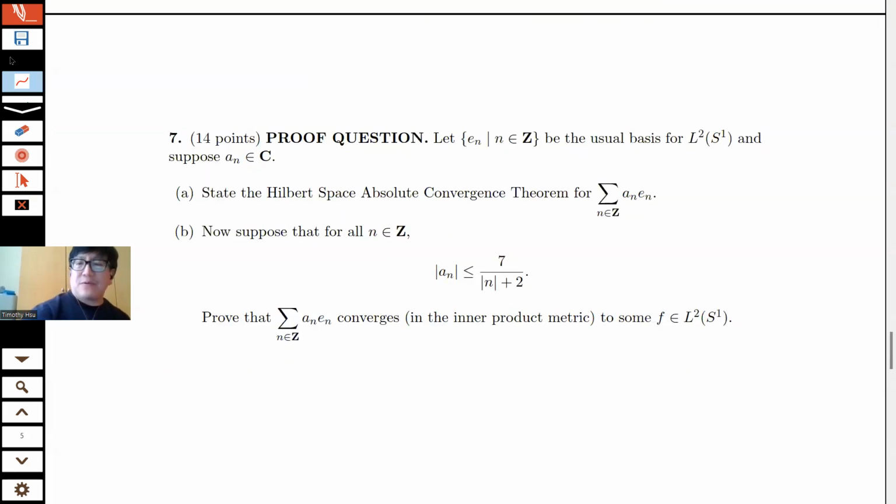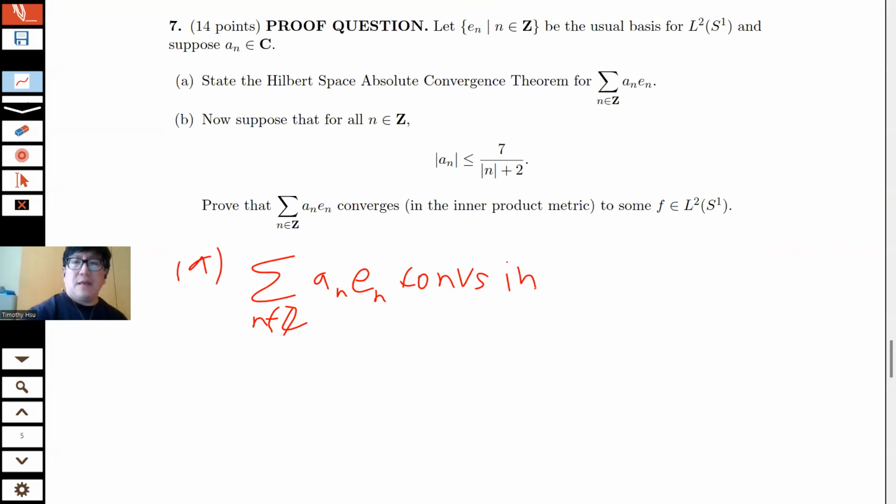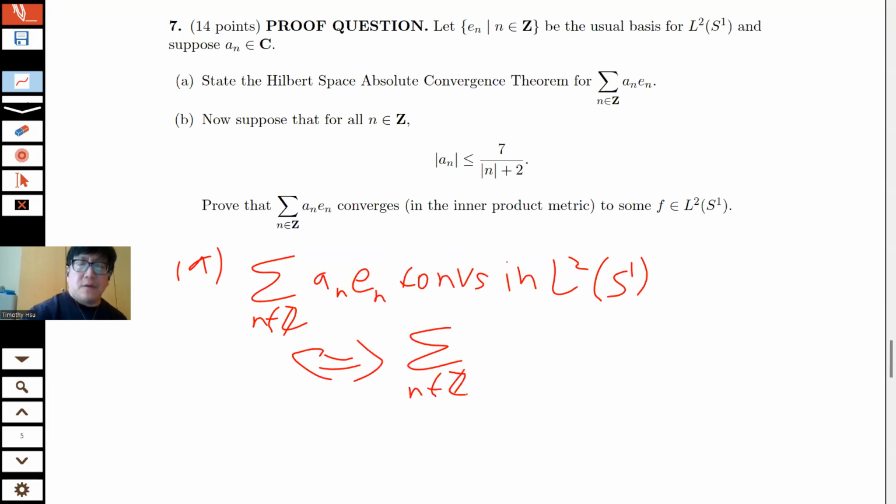State the Hilbert space absolute convergence theorem for that thing. So remember, L2 of S1 is a Hilbert space. That's the important thing. That series converges as an element of the Hilbert space L2 of S1 if and only if the sum of the squared absolute values of the Fourier coefficients converges as a real number.